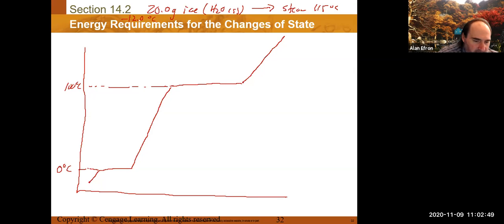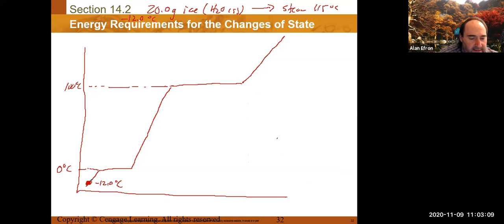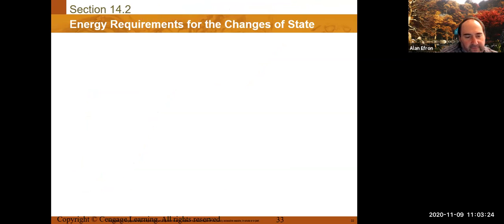So when we think about where we're starting, we want to think about the very first step. We're somewhere about here, right? At minus 12 degrees. So the first thing that's going to happen is we need to take that ice at minus 12 degrees Celsius to ice at 0 degrees Celsius. So this would be our very first step, to take it from minus 12 degrees Celsius to 0 degrees Celsius. So let's talk about what happens when we're doing that.